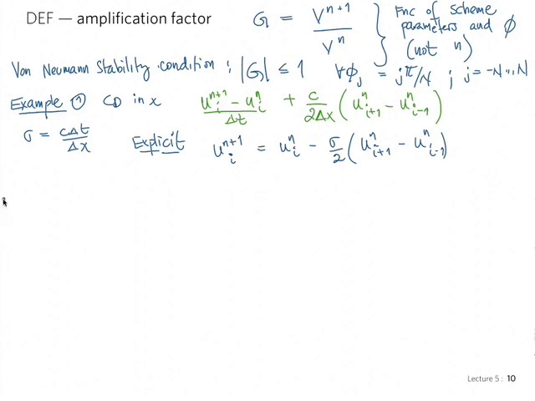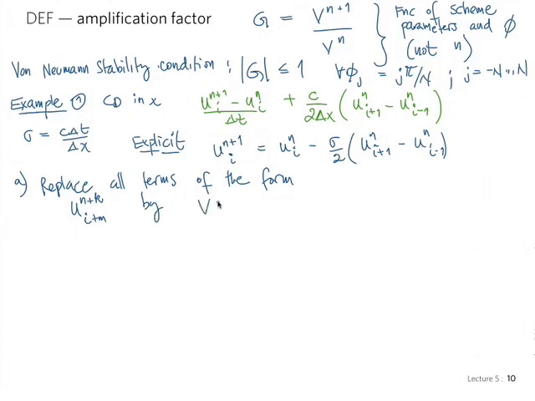So now we replace all the terms by a Fourier expansion. This is going to be a general method. All terms of the form u_(i+m)^(n+k), because the scheme could be any order, by the Fourier expansion become v^(n+k), here's our time dependence, times e to the power I, capital I, imaginary number, (i plus m) phi. Phi already has the j pi over n that we had in the previous example.